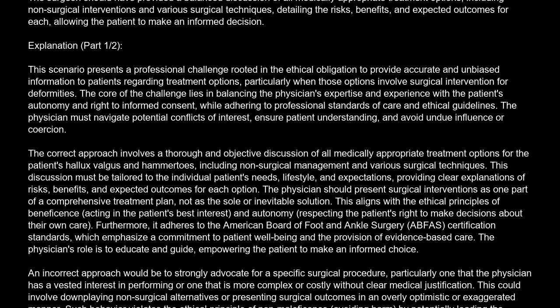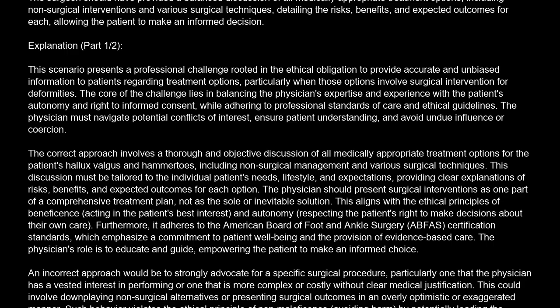The correct approach involves a thorough and objective discussion of all medically appropriate treatment options for the patient's hallux valgus and hammer toes, including non-surgical management and various surgical techniques. This discussion must be tailored to the individual patient's needs, lifestyle, and expectations, providing clear explanations of risks, benefits, and expected outcomes for each option. The physician should present surgical interventions as one part of a comprehensive treatment plan, not as the sole or inevitable solution.